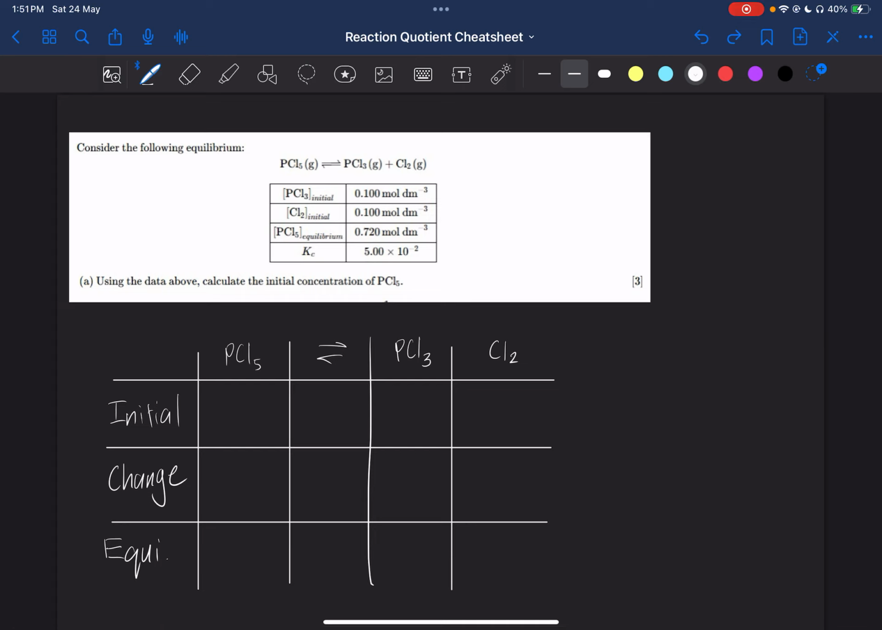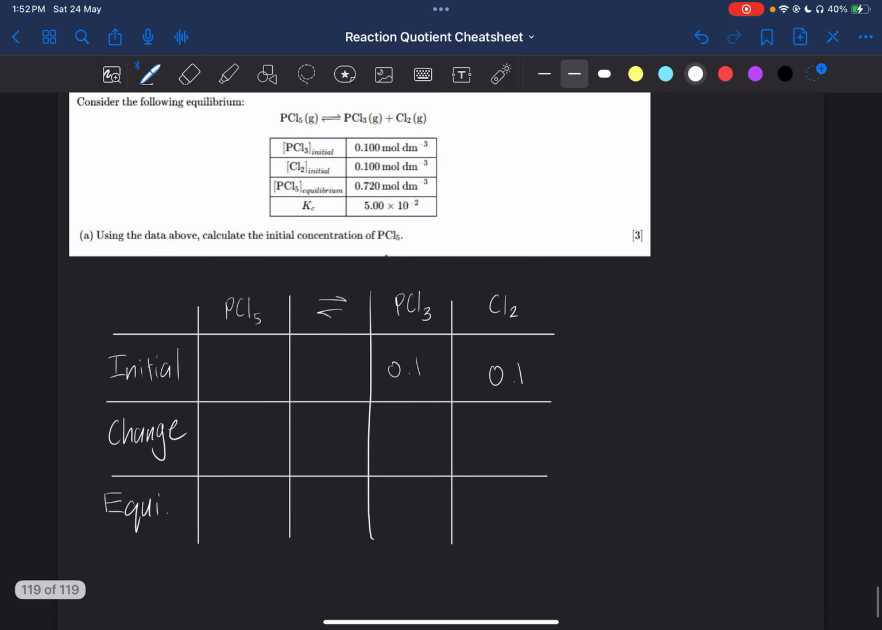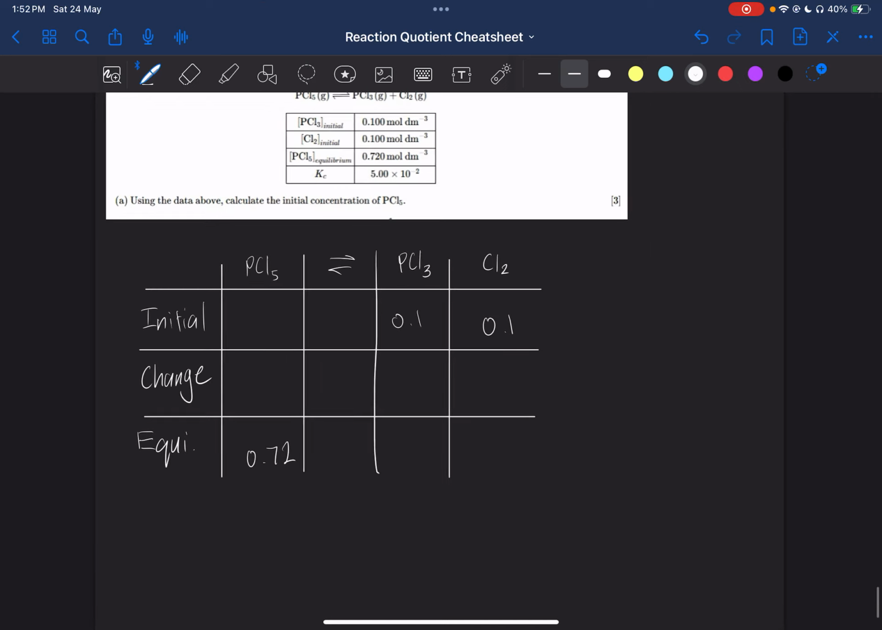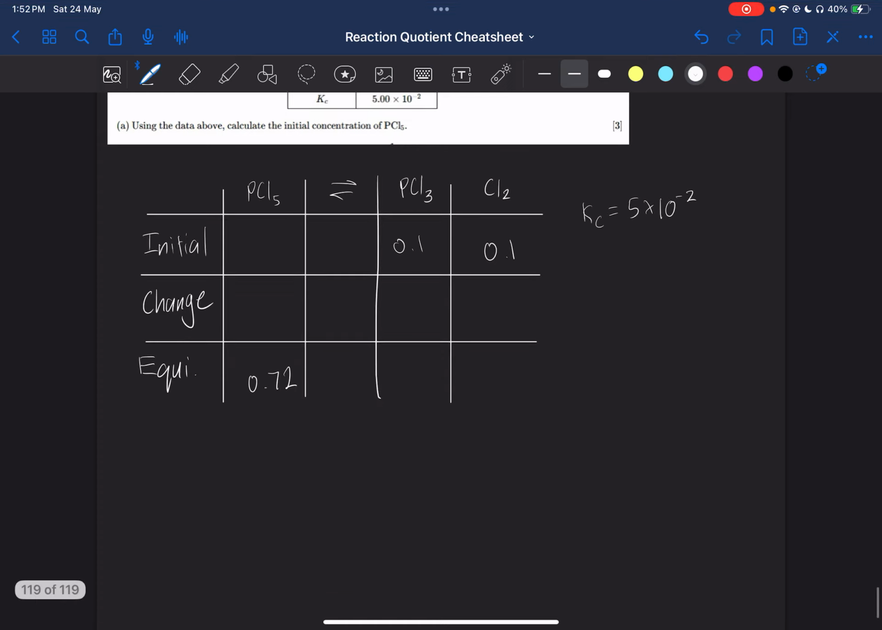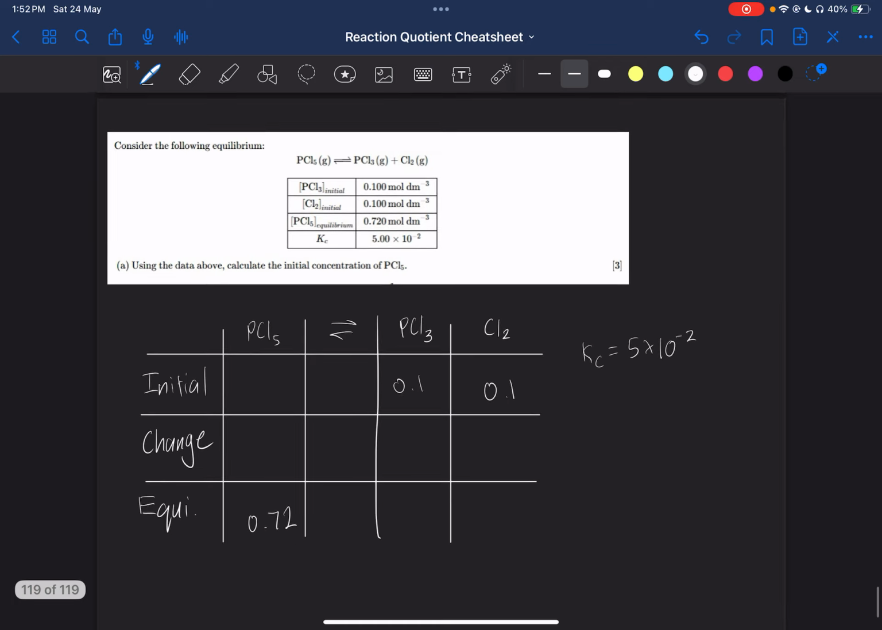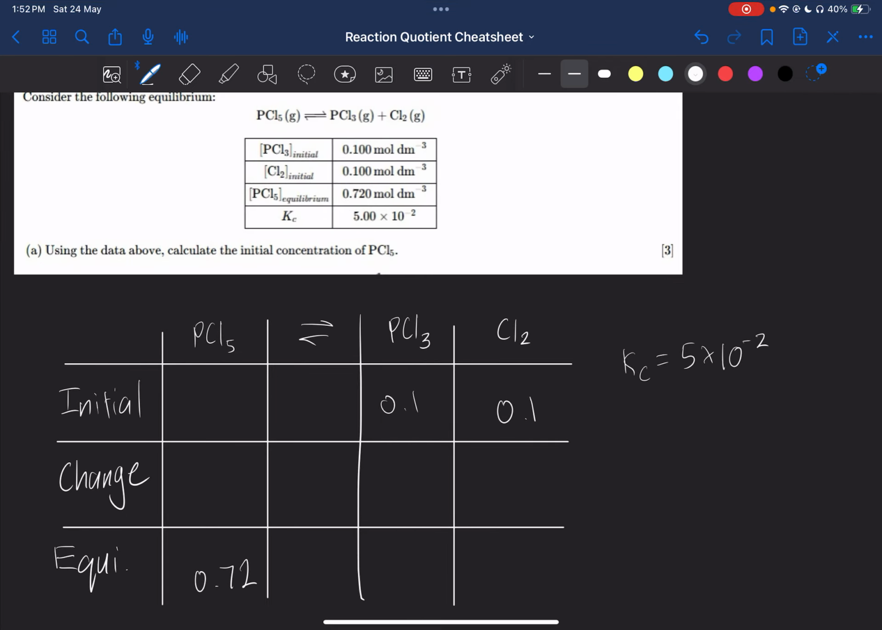We have PCl3 initial, which is this box right here, and that's 0.1. Then we have Cl2 initial, which is also 0.1. And then PCl5 at equilibrium is 0.72. And Kc is given as 5 times 10 to the negative 2. Remember, the first thing we need to do is look at the coefficients to write in the change column, even though we can substitute x because we don't know it yet. All the coefficients are 1, which means that the changes are always going to be x.